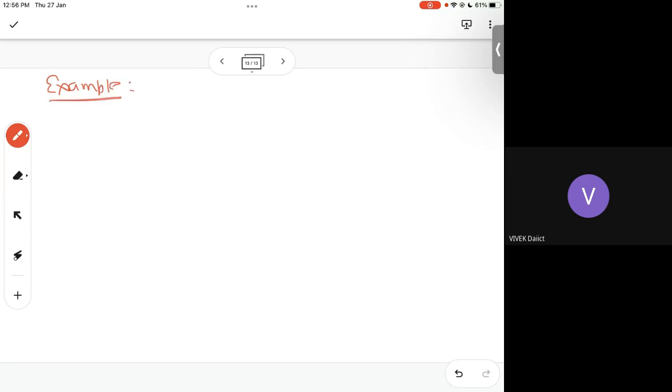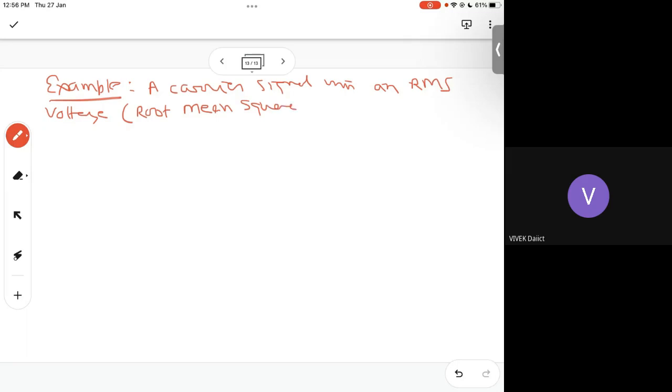Sometimes we talk about the RMS value, because you must have noticed there is a RMS voltage and there is a peak voltage. Okay. So in the labs and everything, we measure the RMS voltage. So the example is like this. Suppose I have got a carrier signal with an RMS voltage. RMS voltage basically is nothing. It is called the root mean square. Okay. Or it is also called the effective voltage. Okay, but more commonly known as RMS voltage. Okay, I will explain to you.